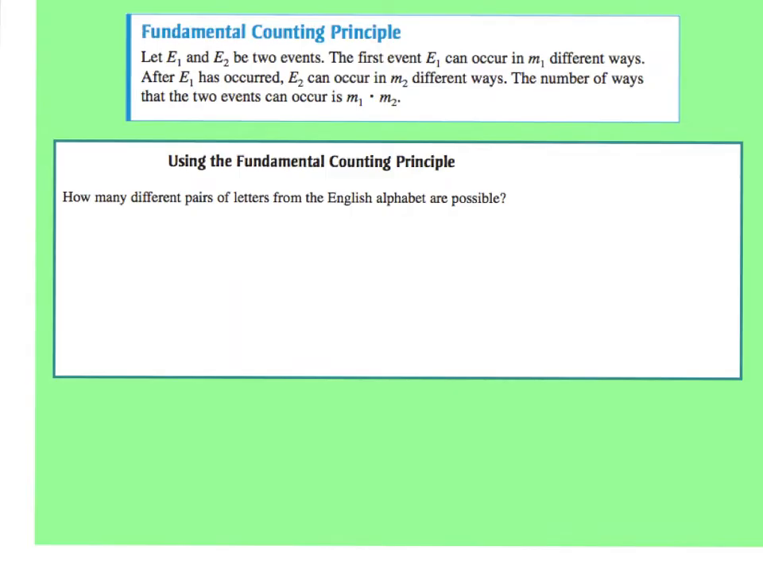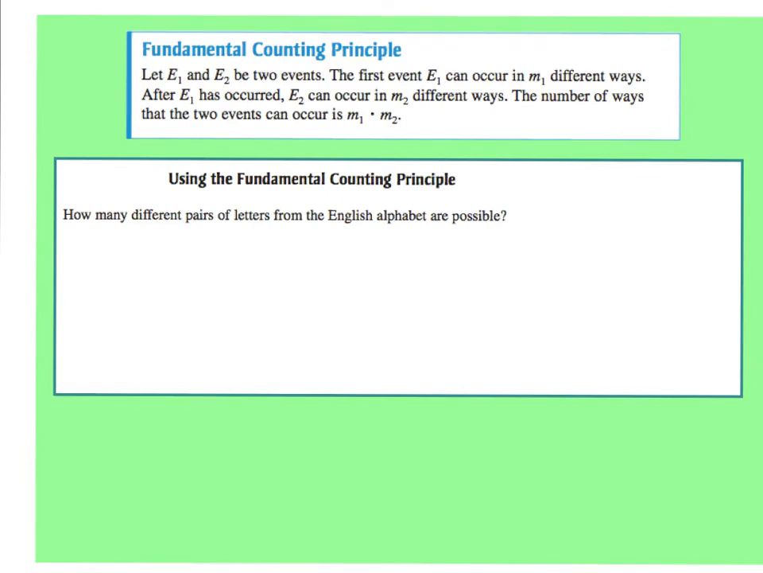So I need to read a counting principle. Cade's going to read our counting principle. Let E sub 1 and E sub 2 be 2 events. The first event, E sub 1, can occur in M sub 1 different ways. After E sub 1 has occurred, E sub 2 can occur in M sub 2 different ways. The number of ways that 2 events can occur is M sub 1 times M sub 2.